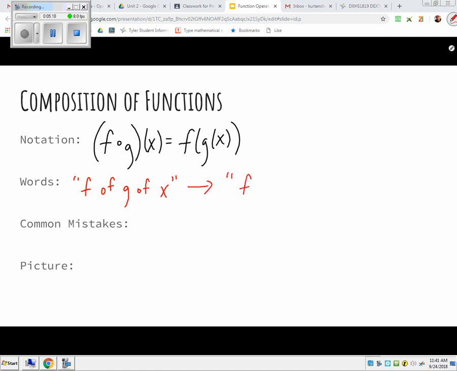It is f composed, if the composition comes in, composed of g, which is again composed of x. We just say g of x.